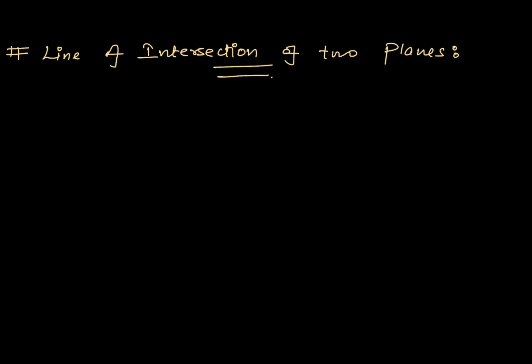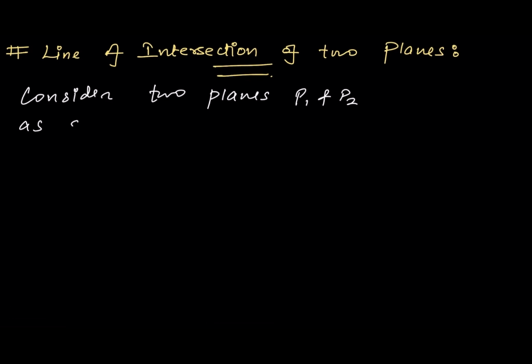Students, in this video of vectors and three-dimensional geometry, we will discuss line of intersection of two planes. So let's start. Write down the heading, line of intersection of two planes. In this we will write, consider two planes P1 and P2 as shown in figure.